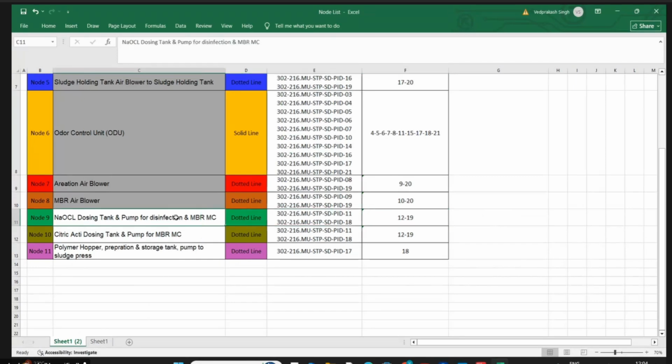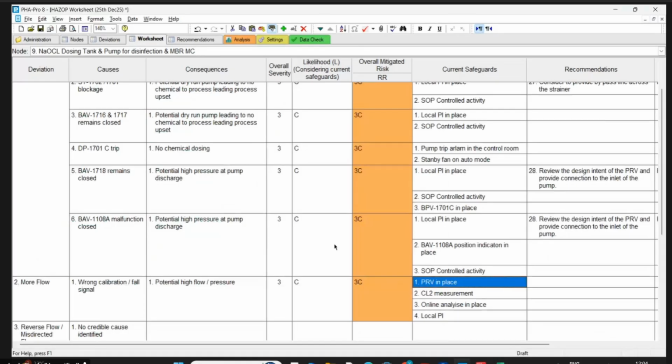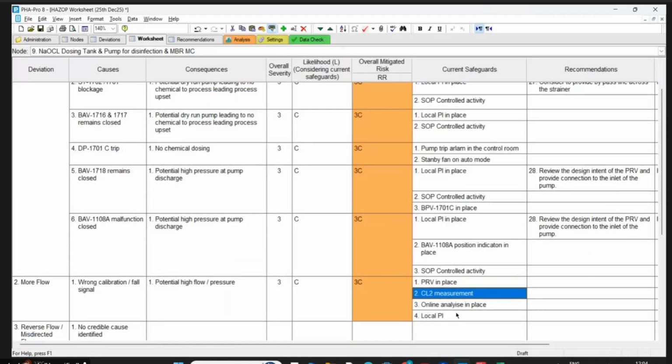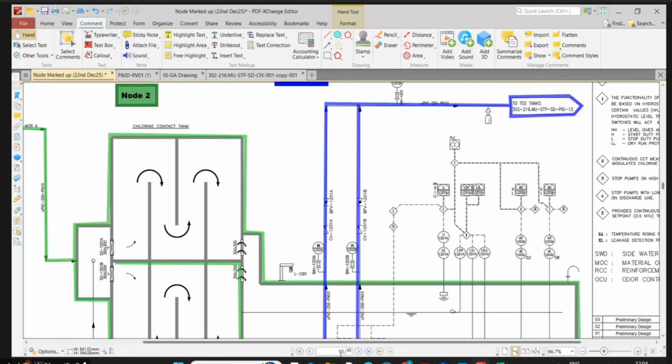Which pumps you are taking now for this one, disinfection? Disinfection, yeah. Then after that pumping. Or after pumping. Yeah, pump. So that is a separate pump, no? Yeah. But we have to record here. Yeah. Just how they are controlling this, I will check.